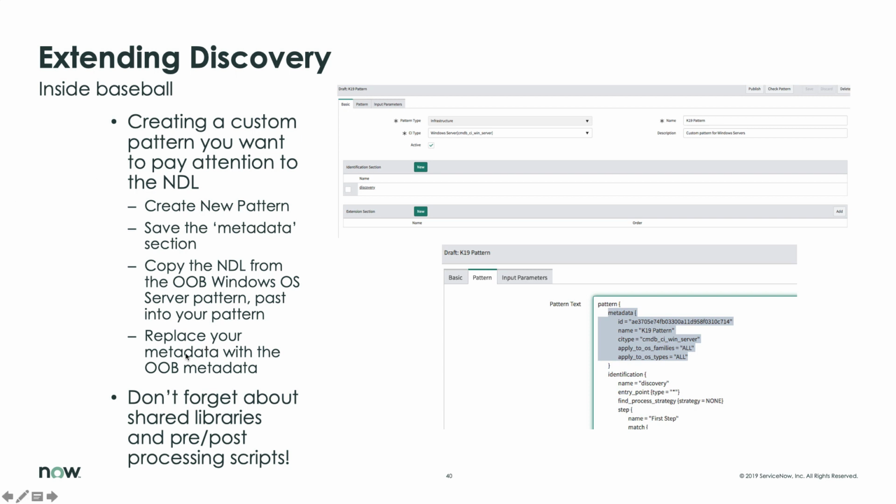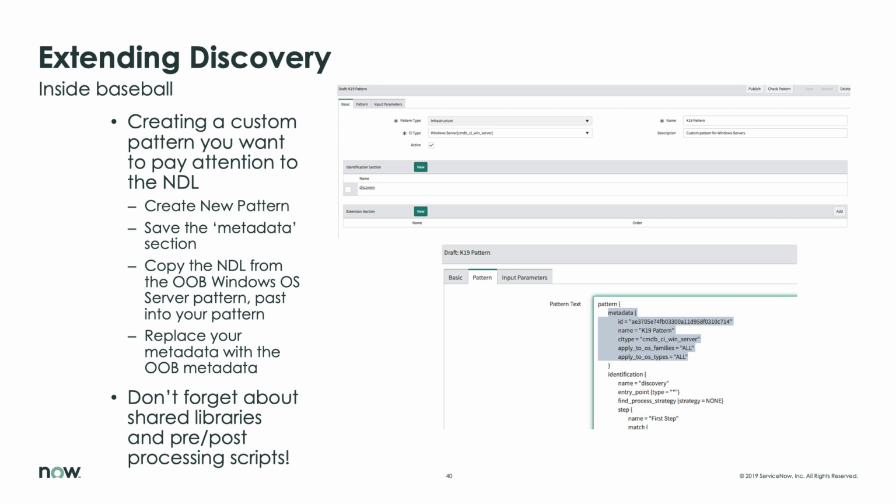Important things to remember: don't forget about shared libraries and pre and post processing scripts. They're going to contain the same shared libraries. If you mess with that Windows OS information library, it's going to change it for all the other patterns that are using it. If you have a custom name for your pattern, you want to apply it to your pre and post processing scripts, just like the other Windows Server pattern did. So keep that in mind.